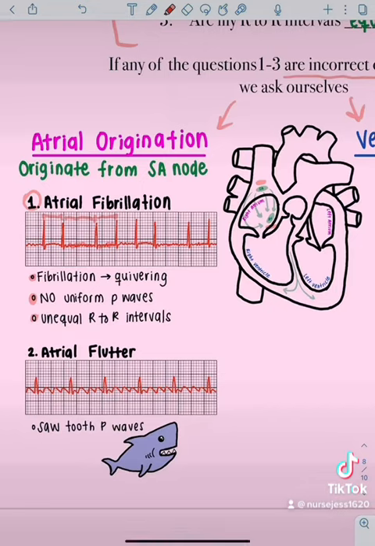Now, atrial flutter is characterized by these sawtooth P waves. I have my little shark here to help you remember what those P waves look like.